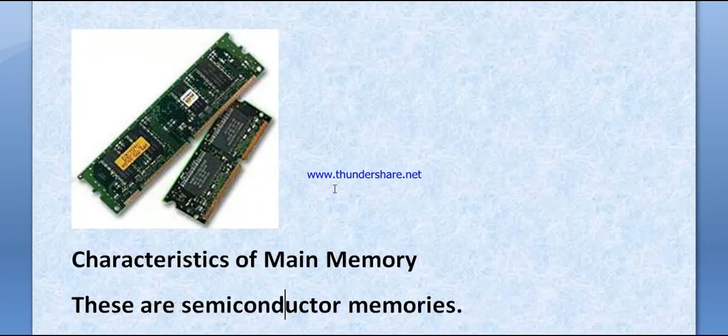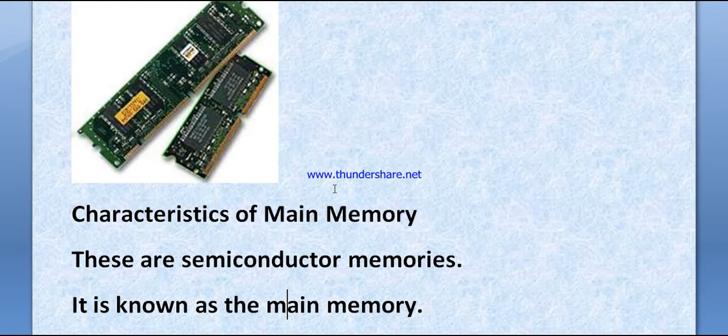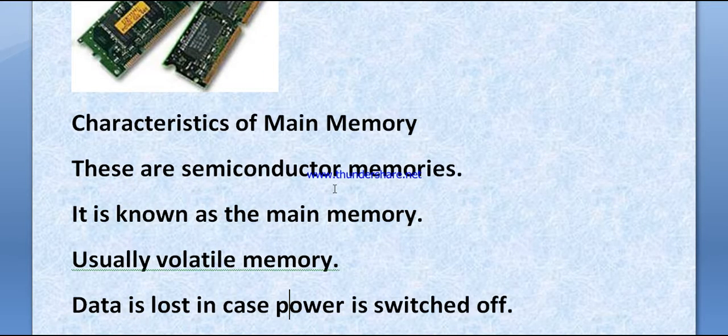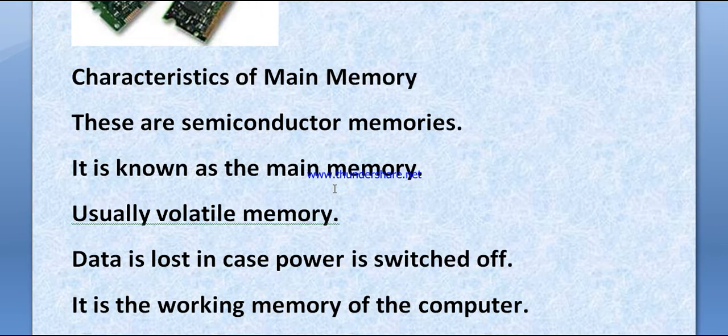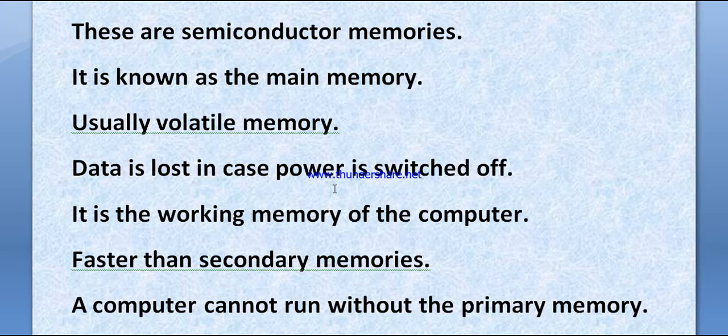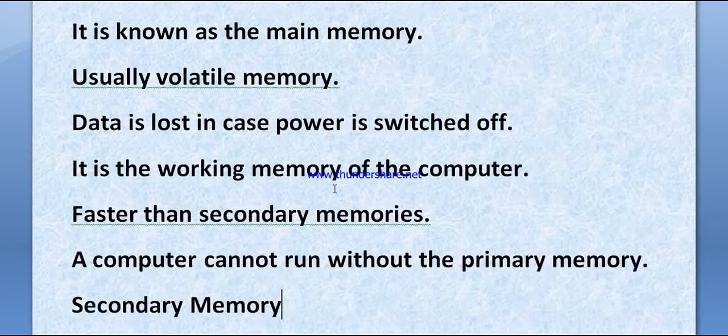This is the RAM. Characteristics of main memory: these are semiconductor memories. It is known as the main memory. Usually volatile memory. Data is lost in case power is switched off. It is the working memory of the computer. Faster than secondary memory. A computer cannot run without the primary memory.